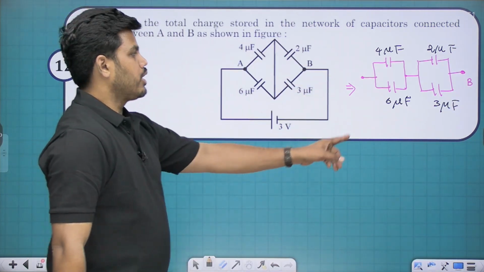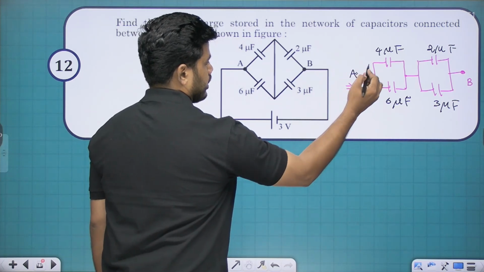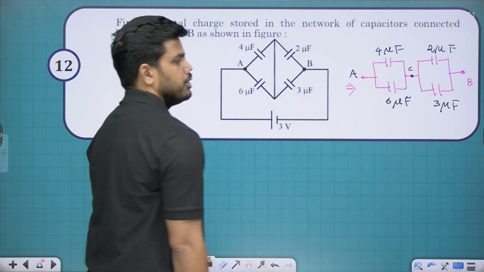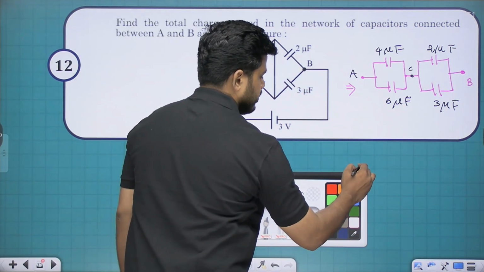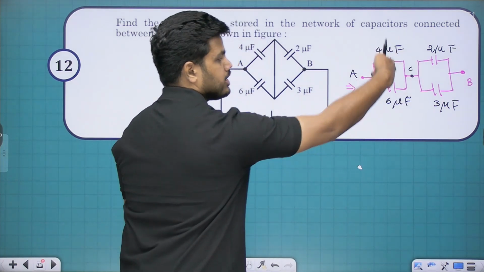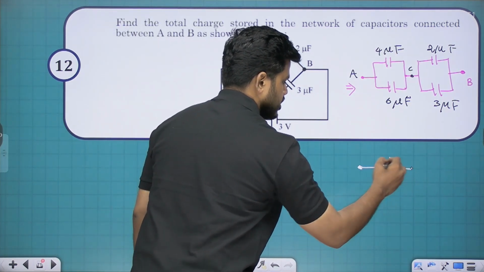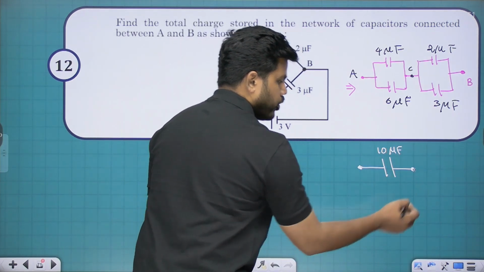Okay, now it's easy. What about these two combinations? Between A and B, this is the point A. Let me take a point here, which is C, suppose. Between A and C, what is the equivalent of the two? Equivalent of the two between A and C is 4 and 6. Parallel combination, sum of the two capacitors. It is going to be 6 plus 4 is 10 microfarad, right? And this was the point C.